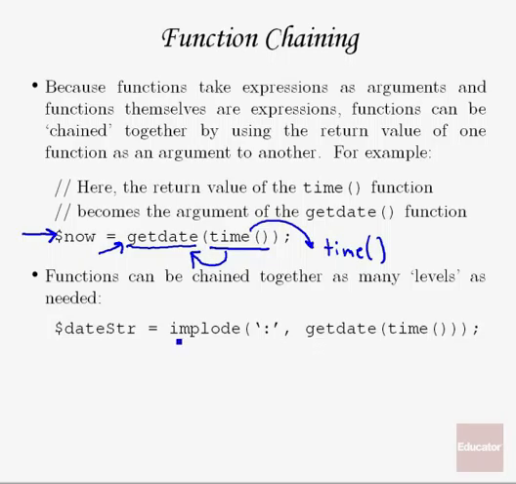For example, there's also a function called implode that we're going to learn about. What implode takes is an array as its second argument, as we'll find out. Because getDate returns an array, you can use getDate as its argument. Additionally, we learned that getDate takes a timestamp, and because the time function returns a value that's a timestamp, you can include that as the argument to getDate, and you can include this whole function chain as an argument to the function implode.